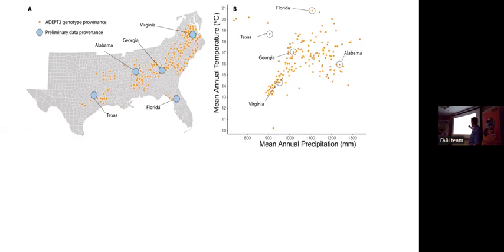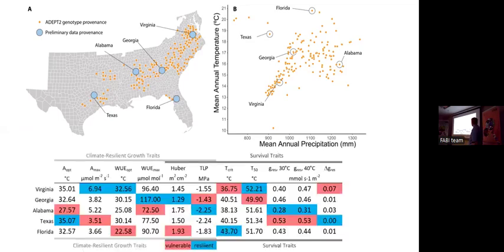Here's where they came from in climate space. So over almost a meter precipitation gradient and an almost 10 C mean annual temperature gradient. This is a really broadly distributed species that naturally inhabits quite a wide range of climates.